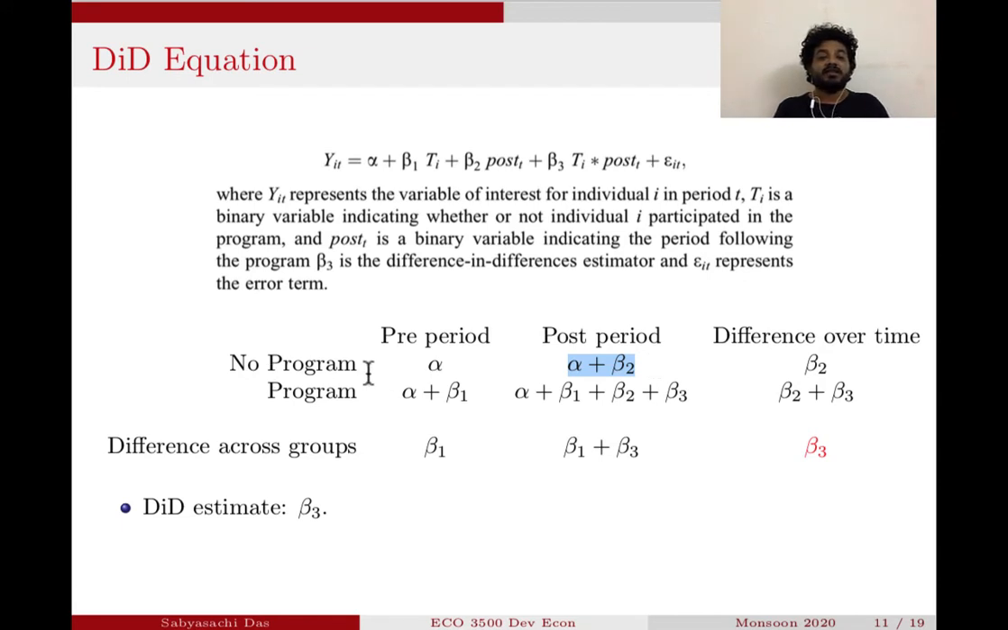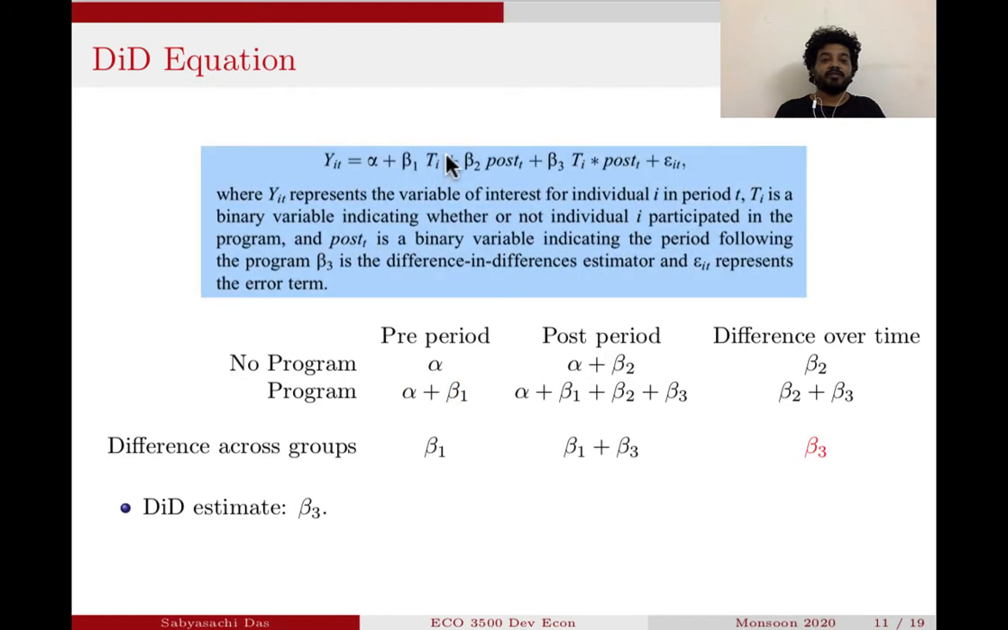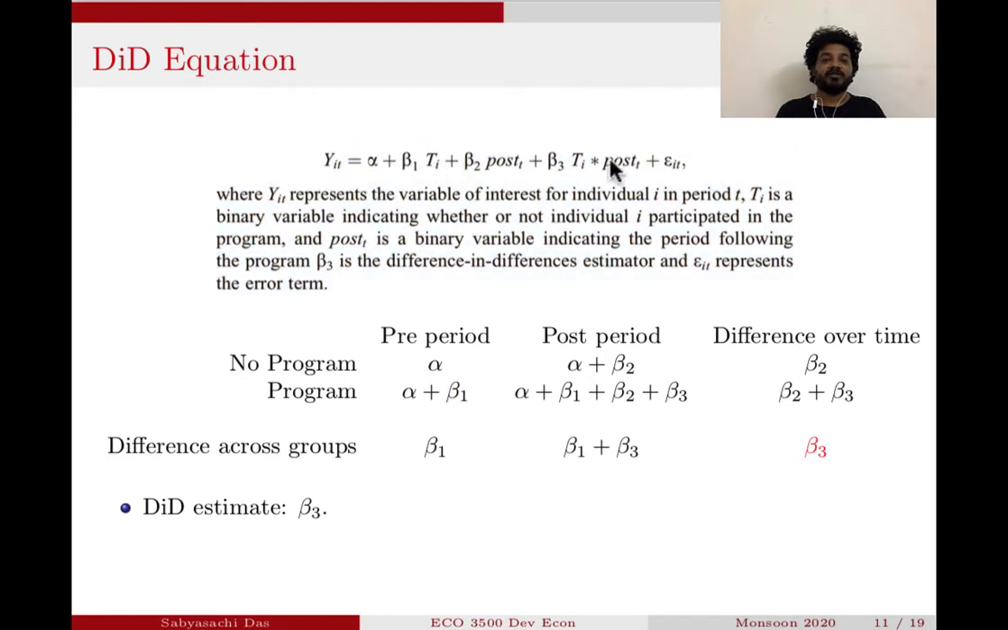So in the post period, notice that this group did not get treatment. Even then, their outcome could potentially increase. Beta 2 could be positive, right? So your outcome could potentially increase by beta 2. So beta 2 estimates how much the outcome increases for the control group in the post period. For the program group, in the pre-period, it was alpha plus beta 1. Why? Because for the treatment group, TI is already 1. So you have alpha plus beta 1, the rest is 0. So in the pre-period, the treatment group has average value of outcome variable alpha plus beta 1.